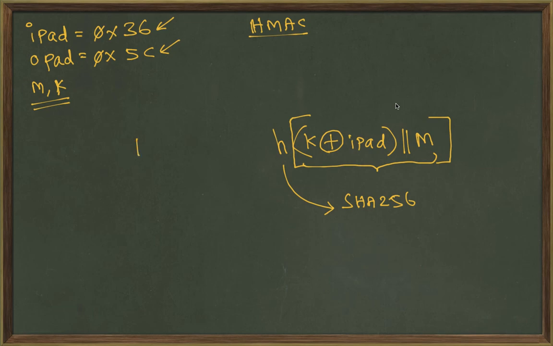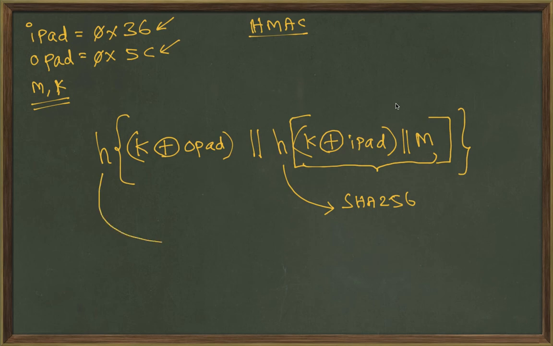Then you take the same key K and do an XOR with the OPAD value. Whatever value you get, you use it as a prefix to the already calculated output. Now you take a hash of the entire thing. For this hash also, you can use any hashing algorithm.